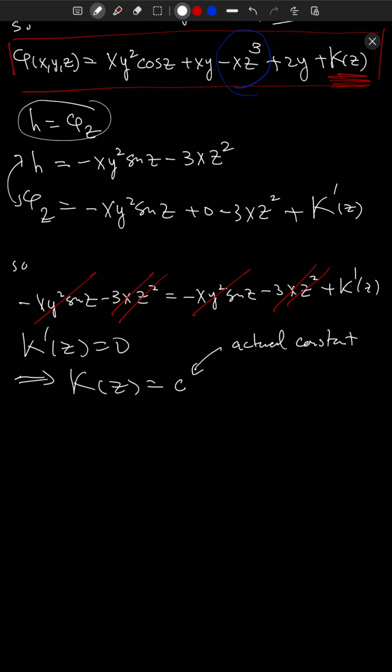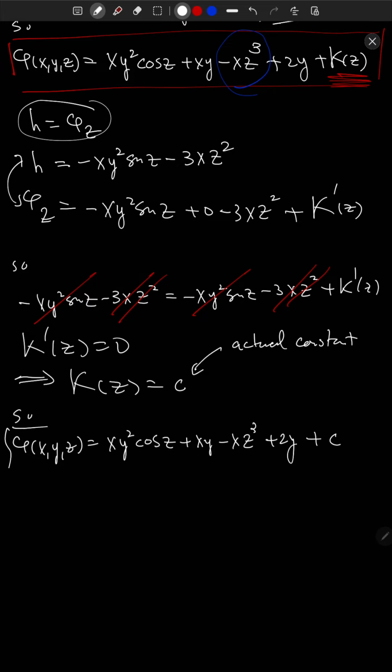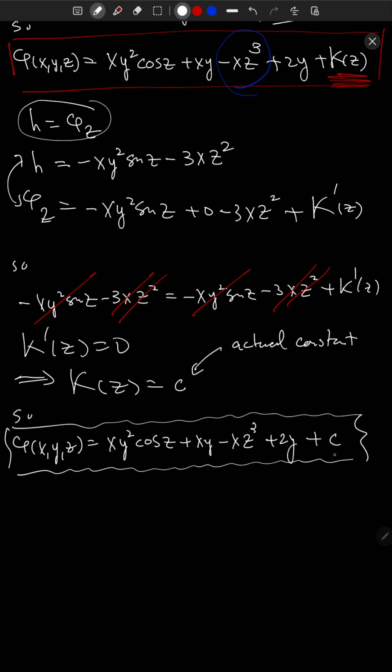All right, so now altogether, we know that phi of xyz is equal to xy squared cos z plus xy minus xz cubed plus 2y, and then our newly discovered k of z, which is just a constant. All right, so this guy here is going to form the potentials for our vector field, right? And gradient phi is equal to capital F.